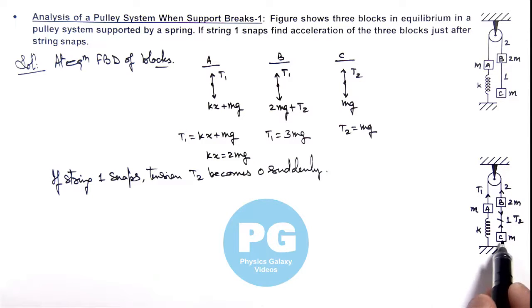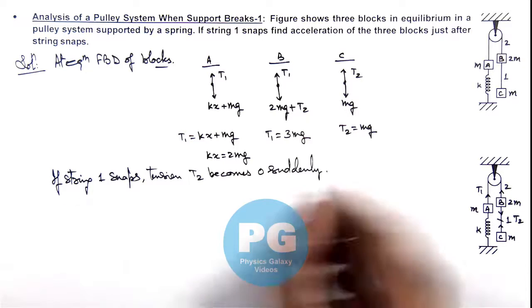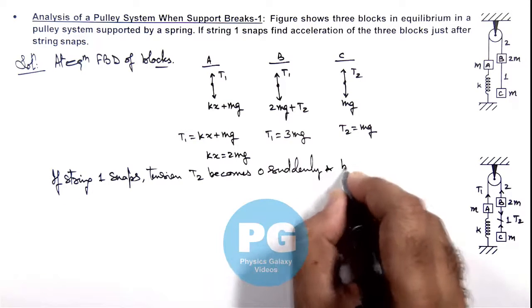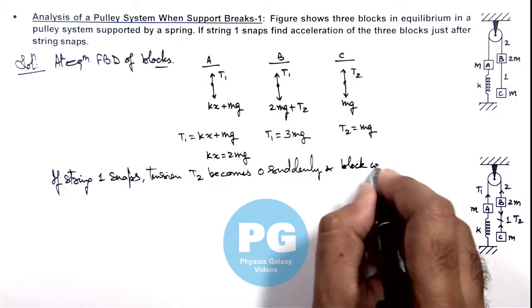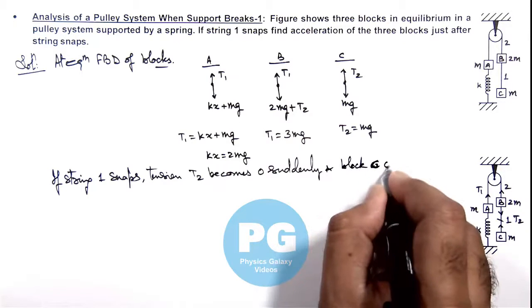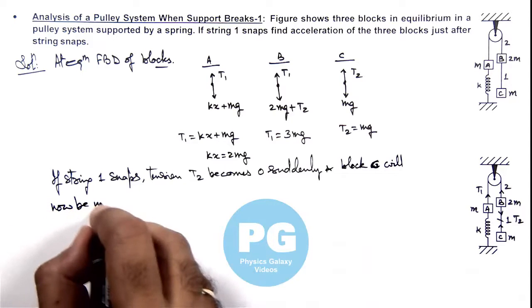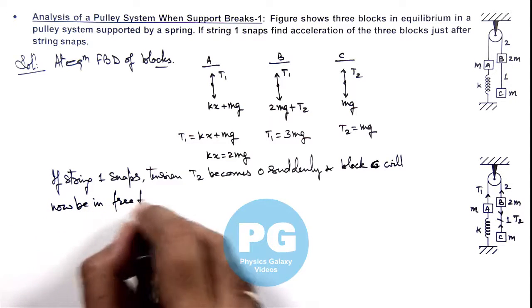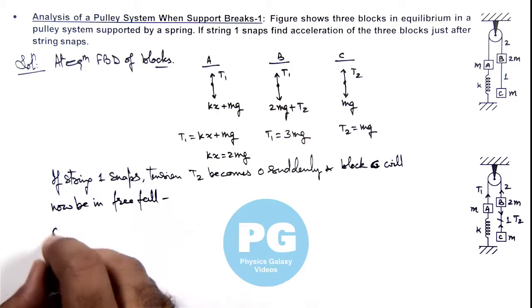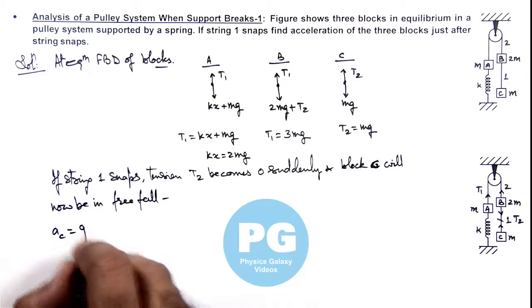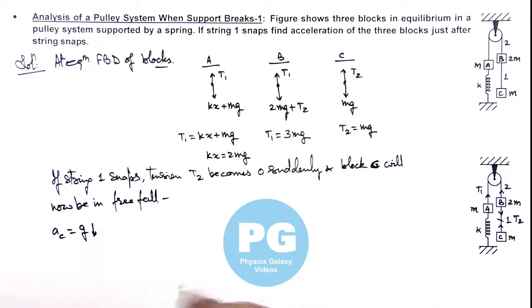So for block C we can directly say it will be in free fall. So we can directly state that block C will now be in free fall. This implies the acceleration of block C will become g in the downward direction suddenly.